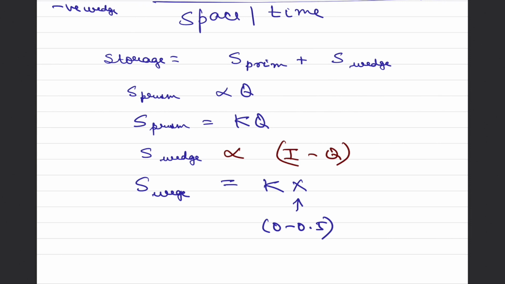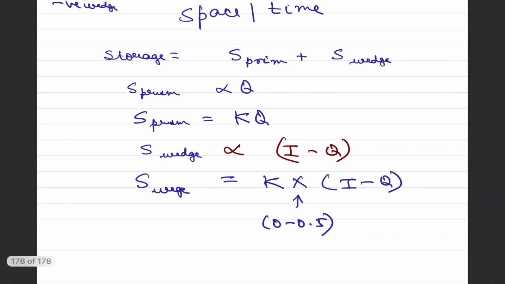So we can say that S wedge is equal to KX into (I minus Q). And that's what we mean by a negative wedge. If I minus Q is greater than 0, S wedge remains positive. If I minus Q is less than 0, we say that it's a negative wedge, and so on.